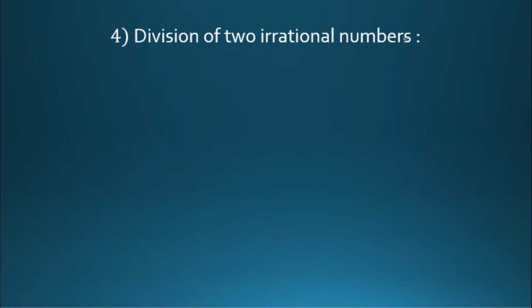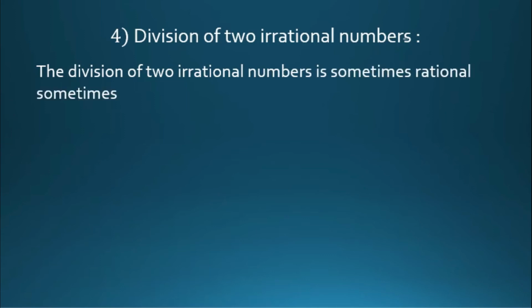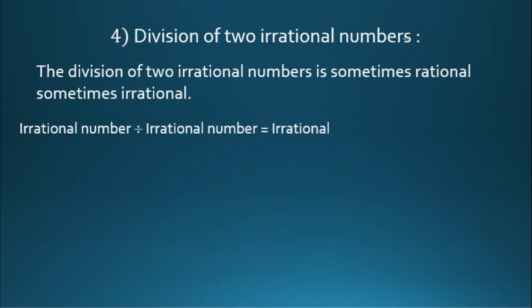Division of two irrational numbers. The division of two irrational numbers is sometimes rational, sometimes irrational. Irrational number divided by irrational number is equal to an irrational number or rational number.